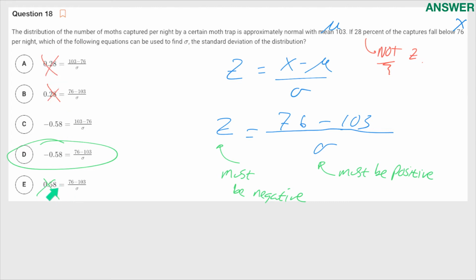Since 28 is not a z-score, that eliminates A and B. Since you know that your z-score must be negative, that eliminates E. And then the subtraction of value minus mean is 76 minus 103, not the other way around. D is the correct answer.